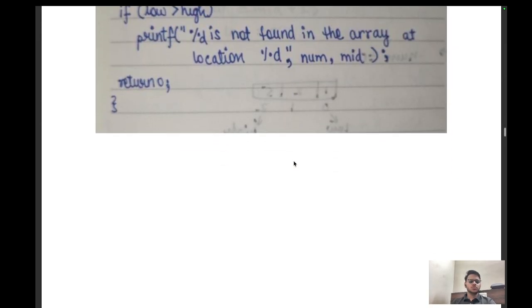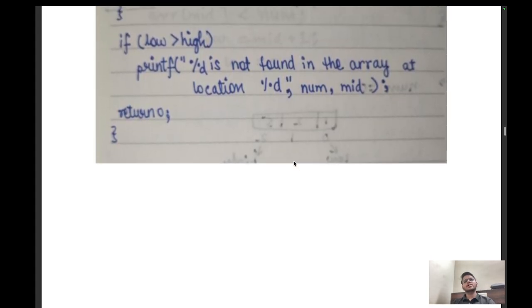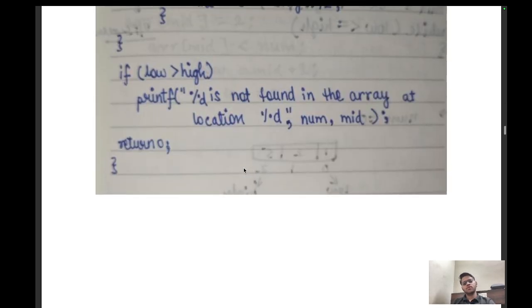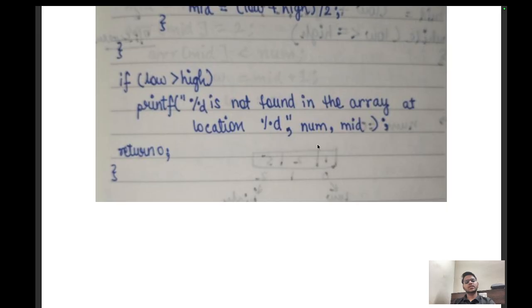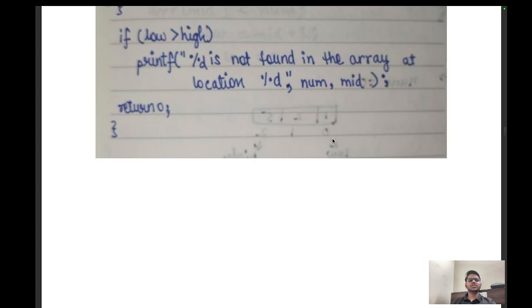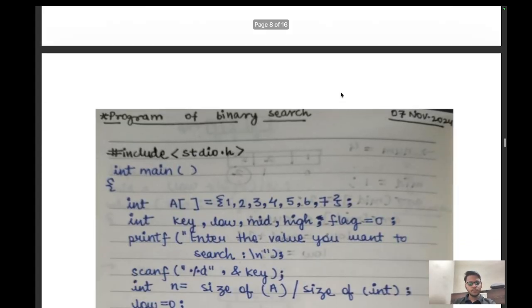Correct. If the low is greater than high, then the element is not found in the array at that location. This denotes that the element the user is trying to find is not present in the array, and you can print a statement that it is not present in the array, and do nothing further.